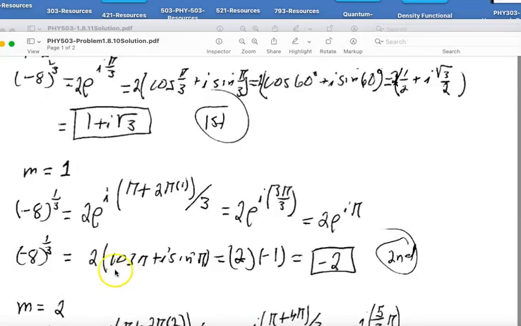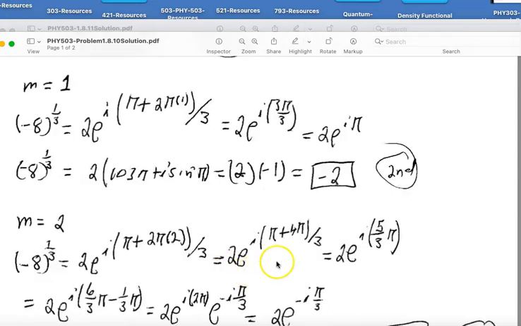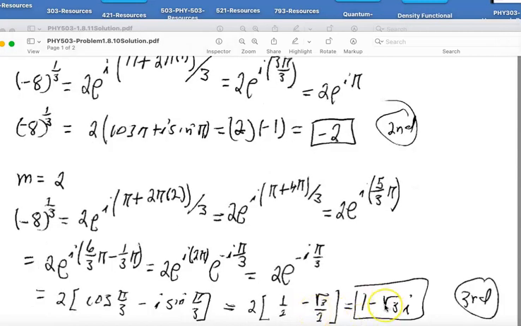The second value is had from substituting m equals 1 into the expression above, so the cube root of negative 8 is 2 times e to the quantity pi plus 2 pi times 1. Go through the same process, and you find that this quantity becomes negative 2. So negative 2 is one of the Cartesian forms for the cube root of negative 8. Put in m equals 2, and I find the next one, which is this final expression here. And you can write it there. So those are the three roots.